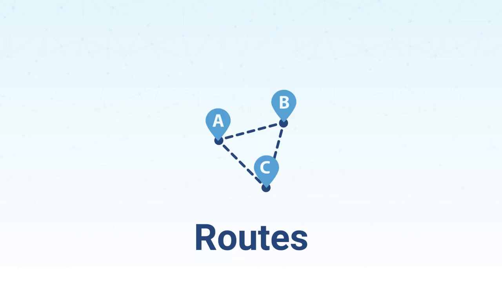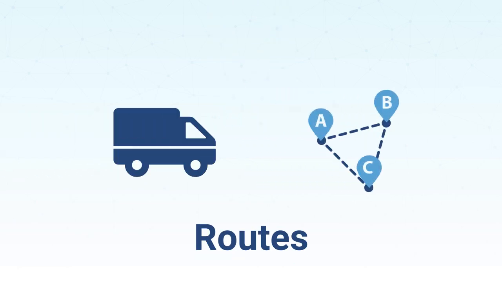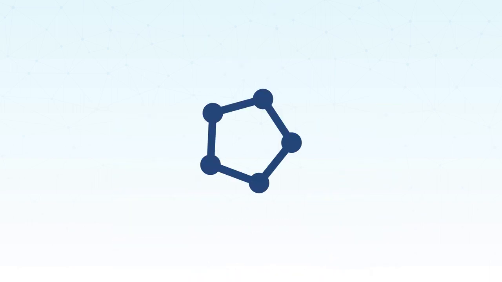Routes are a series of stops or waypoints where vehicles are expected to stop to perform a service, make a delivery, or a pickup. Stops can be created from zones or geofences, or by clicking a location on the map. Once stops are added, the system can optimize their order for the most efficient route.